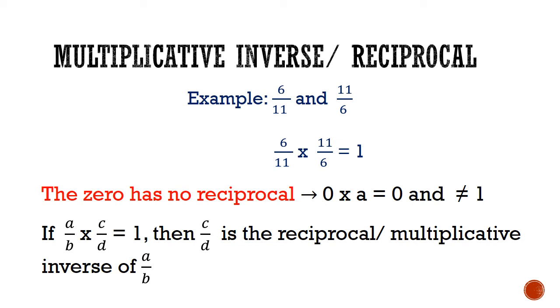And look at this now. If A by B into C by D is equal to 1, I have taken two rational number forms, A by B and C by D. They are in the form of rational numbers. On multiplying these two rational numbers, if you get the answer to be 1, then you say C by D is the reciprocal or multiplicative inverse of A by B. Or you can say A by B is the reciprocal of C by D. Is that clear?